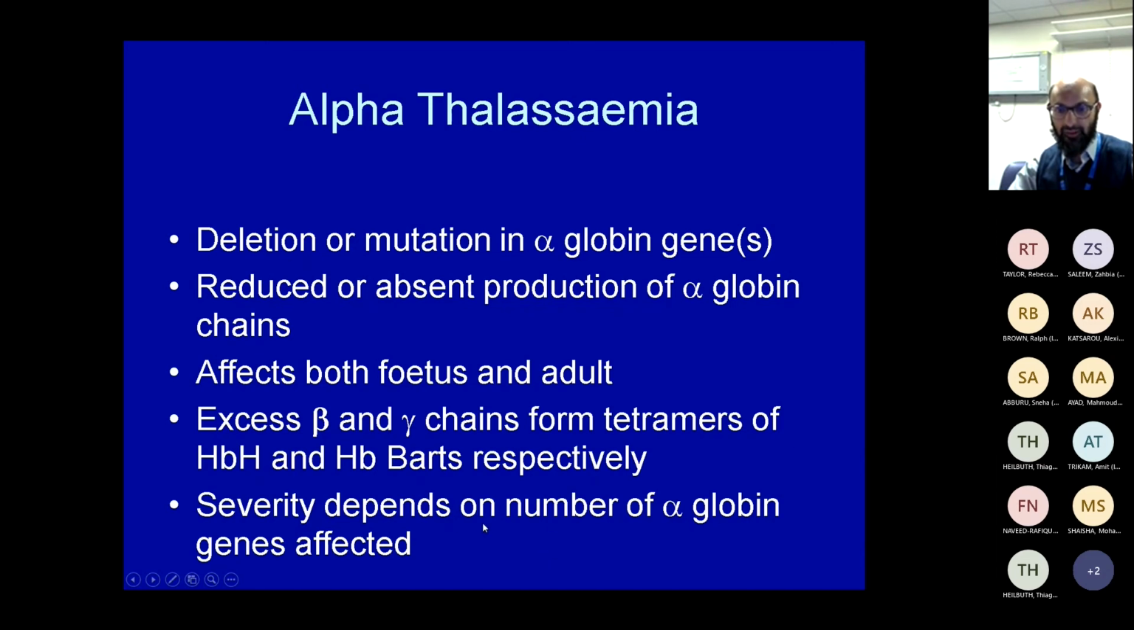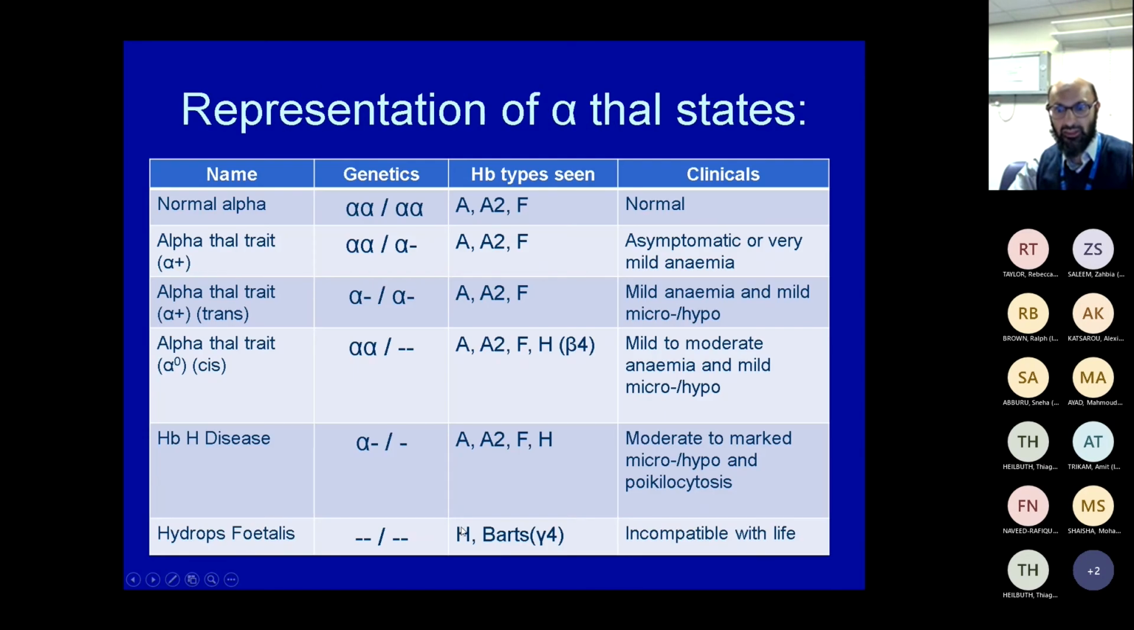Yeah, and the severity depends on the number of alpha globin genes affected. So the reason why the diagnosis of alpha thalassemia is a little bit more complicated is because there are 4 alpha globin genes as opposed to the 2 beta globin genes. Okay, and there are various combinations of alpha gene deletions resulting in different genotypes and clinical manifestations.